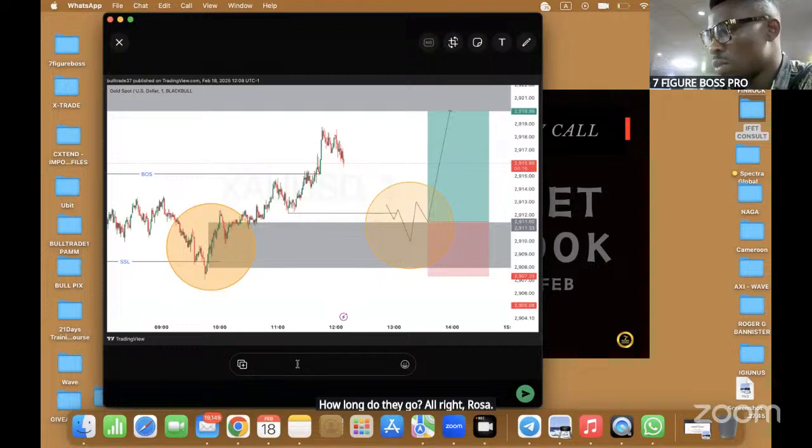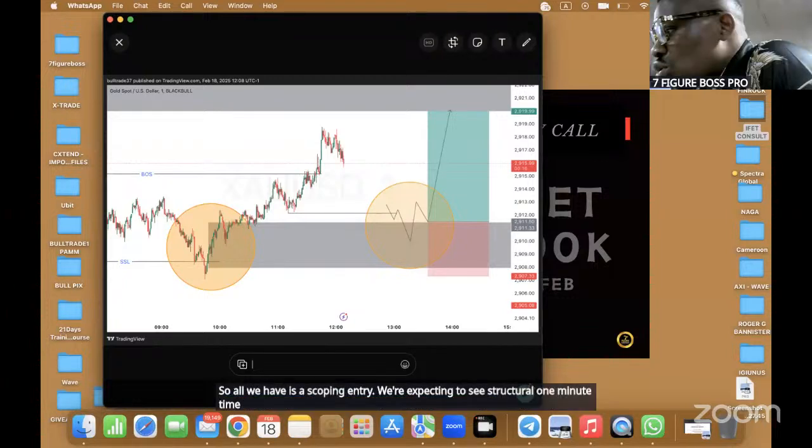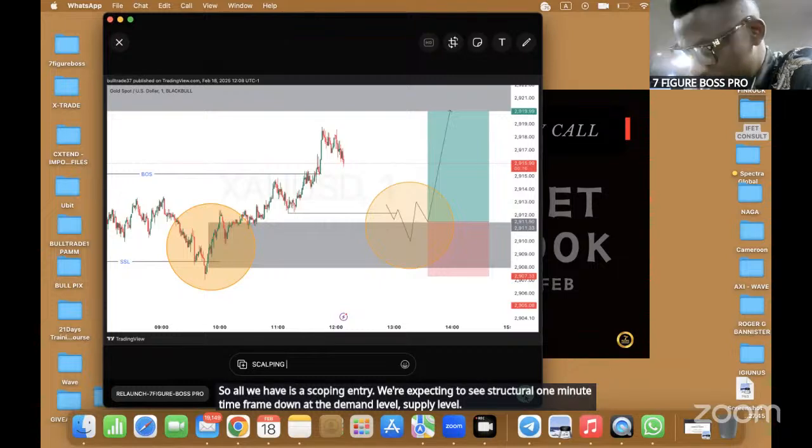So what we have is a scalping entry. We're expecting to see structure on the 1 minute time frame down at the demand level, supply level, demand level, don't mind it.